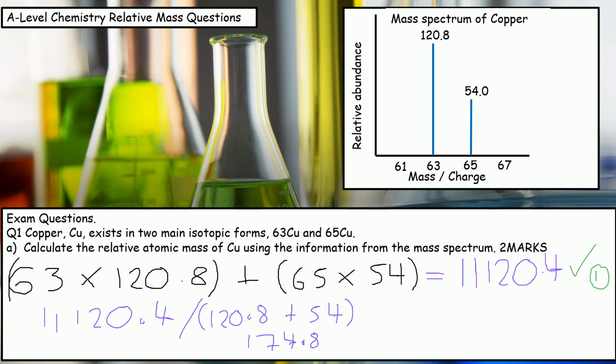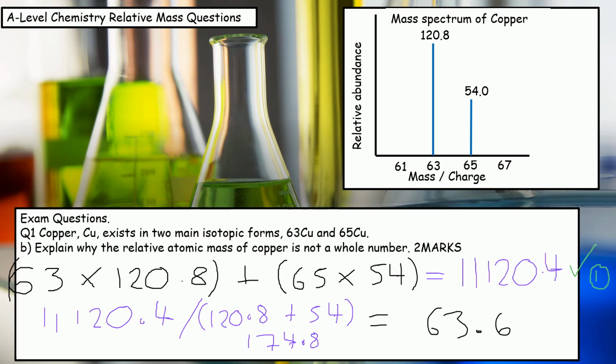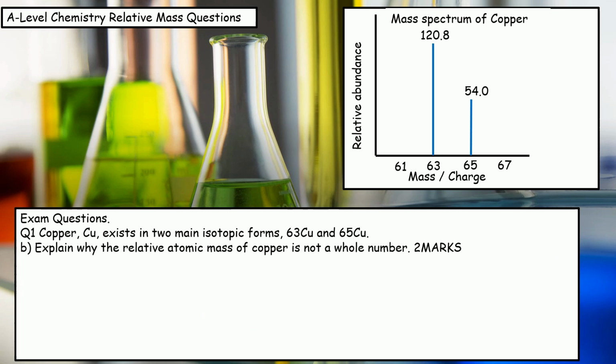11,120.4. We then need to divide that by the total abundance, which is 174.8. I got that by doing 120.8 plus 54, and then we get our final answer of 63.6. So that is the RAM of copper based on the data from this spectrum. Let's move on to the next question.